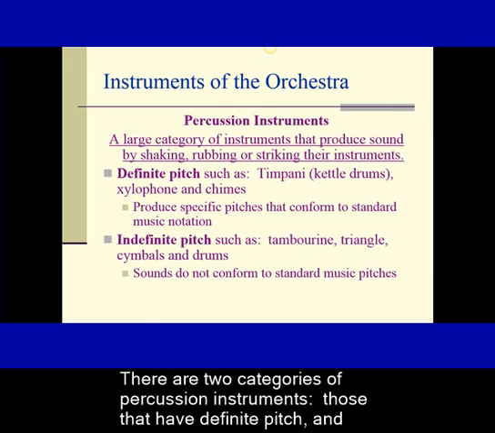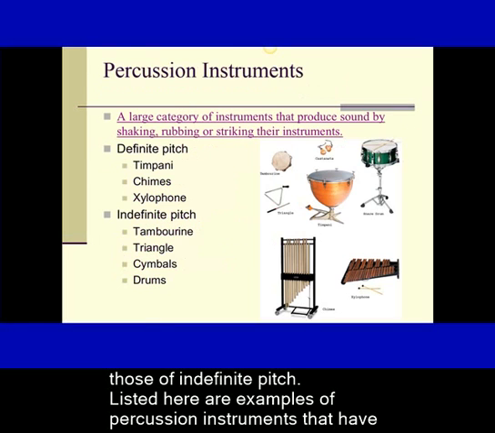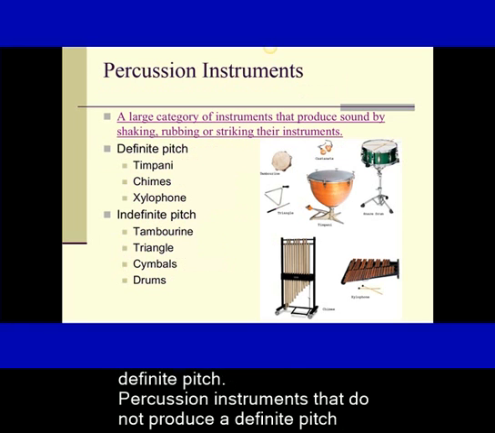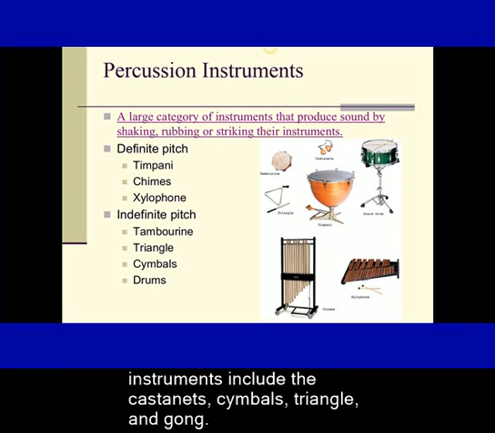There are 2 categories of percussion instruments, those that have definite pitch and those of indefinite pitch. Listed here are some examples of percussion instruments that have definite pitch. Percussion instruments that do not produce a definite pitch include snare and bass drums. Other non-pitched percussion instruments include castanets, cymbals, triangle, and gong.